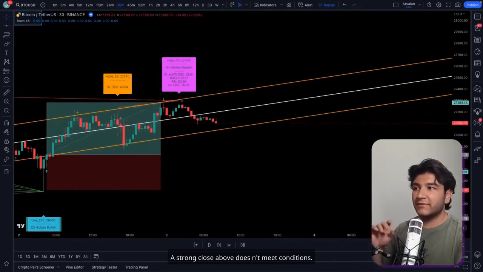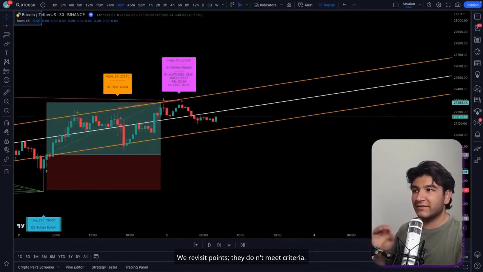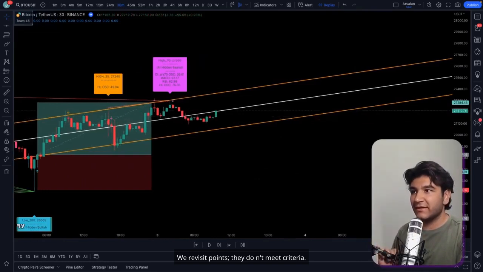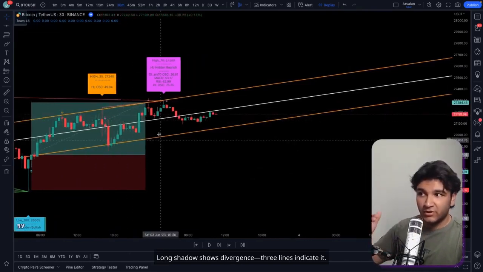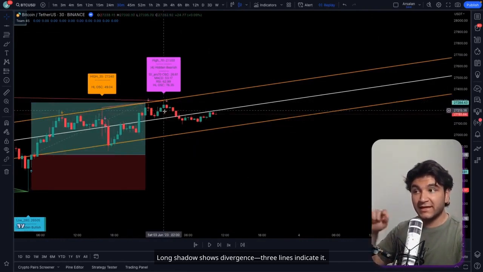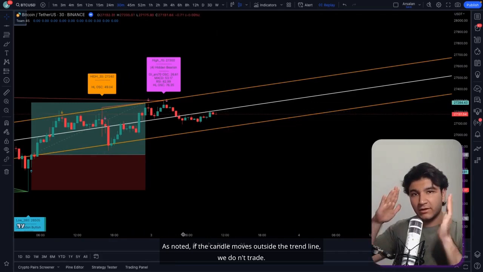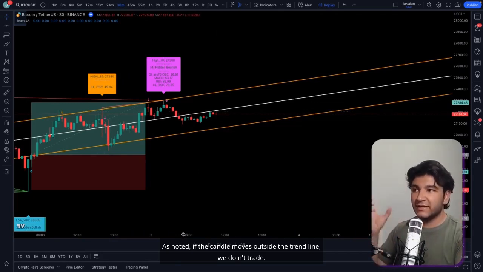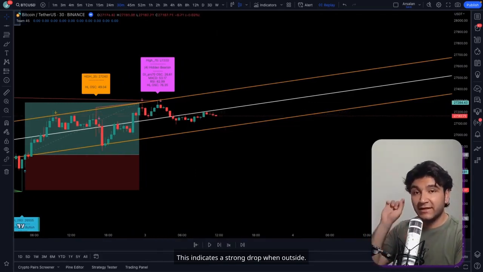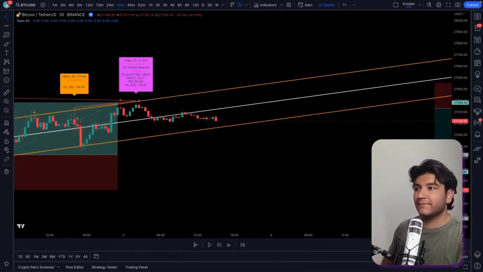A strong close above doesn't meet conditions. Remember these. We revisit points. They don't meet criteria: high shadow, no close above. A long shadow shows divergence. 3 lines indicate it. It's visible. Divergence is shown, but not touching the line. It's below. As noted, if the candle moves outside the trend line, we don't trade. This indicates a strong drop when outside.